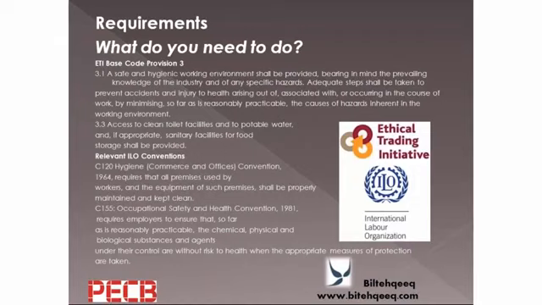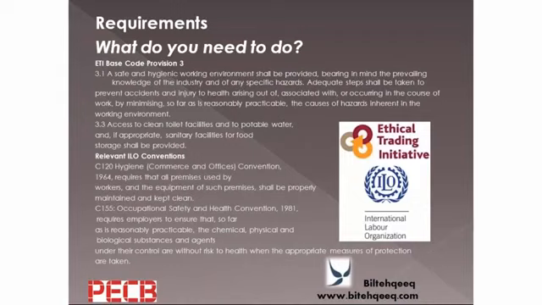There are some ILO conventions on this. One is the C120 Hygiene (Commerce and Offices) Convention, which requires that all premises and equipment of such premises shall be properly maintained and kept clean. Next is the C155 Occupational Safety and Health Convention, 1981, which requires employers to ensure that, so far as is reasonably practicable, the chemical, physical and biological substances and agents under their control are without risk to health when the appropriate measures of protection are taken.